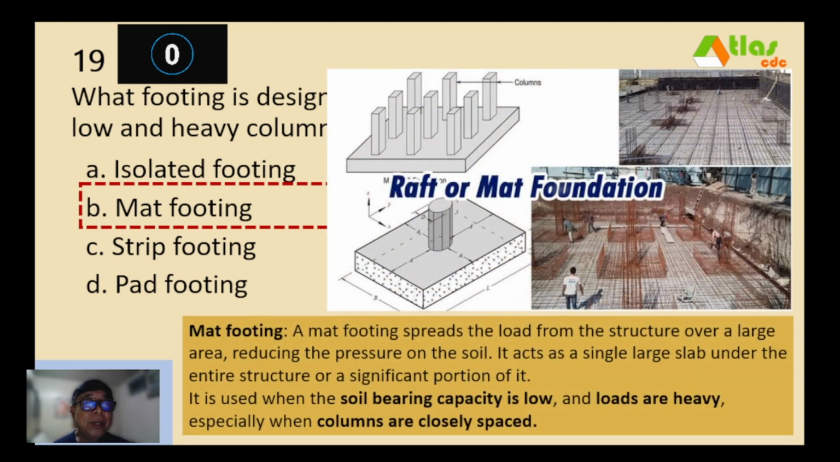So mat footing is a footing that spreads the load from the structure over a large area, reducing the pressure on the soil. It acts as a single large slab under the entire structure or a significant portion of it. It is used when the soil-bearing capacity is low and the loads are heavy, especially when columns are closely spaced.